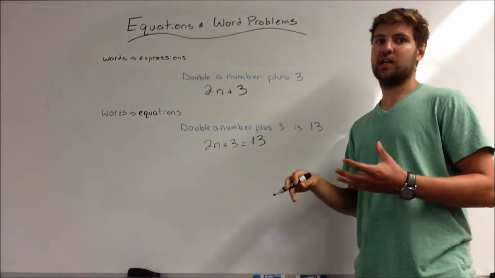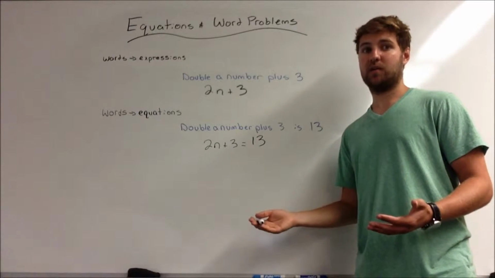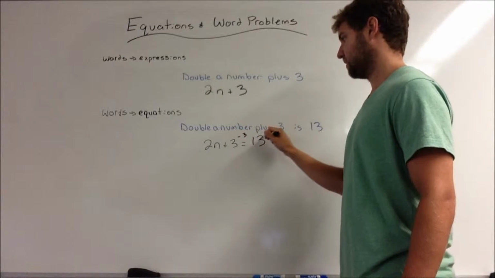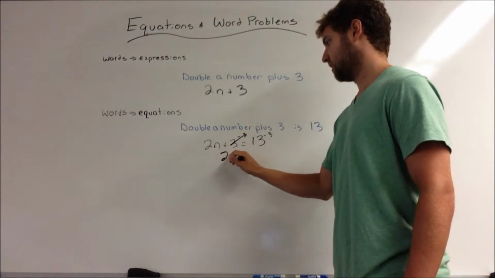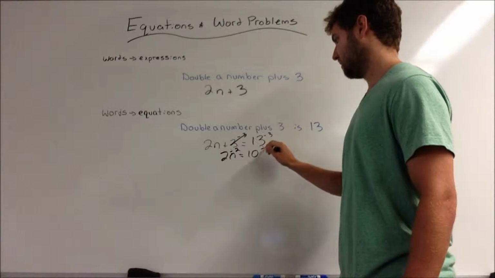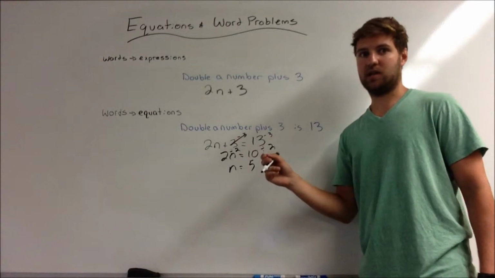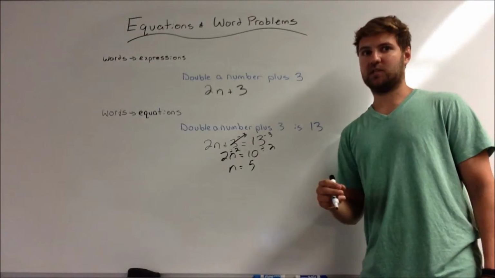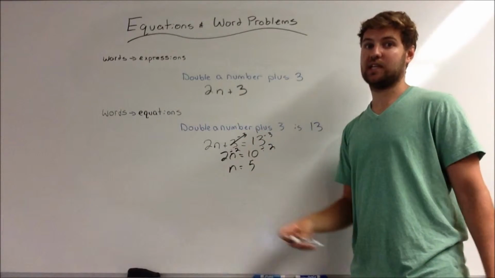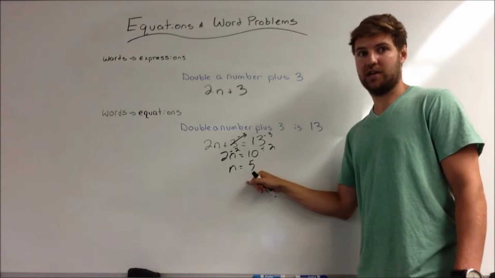So we've converted these words to an equation this time. And once we have an equation, we now know we can solve the equation. So I can use opposite operations, subtract 3 from both sides, divide by 2, and we now know that number had to be 5. When we're just given the expression, remember, it could have been any number. It could have been 1, 2, 3, 4, 5, 6. But once I tell you what it's equal to and we have the equation, we can solve for that number.